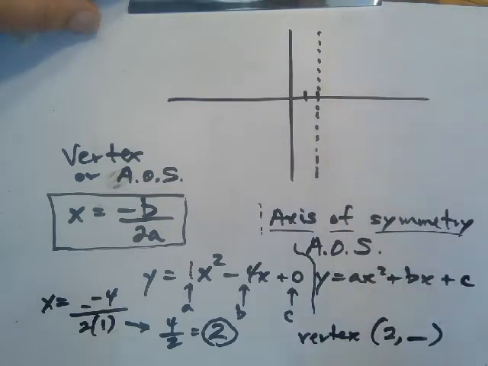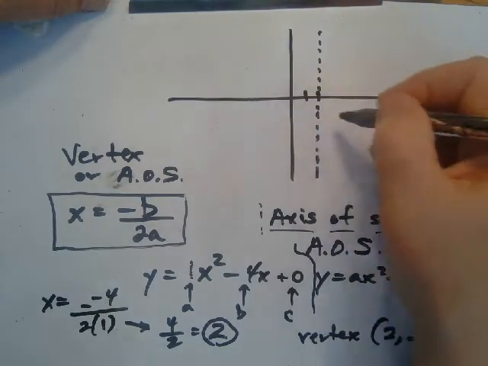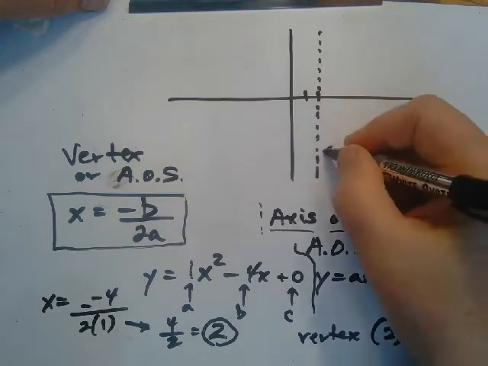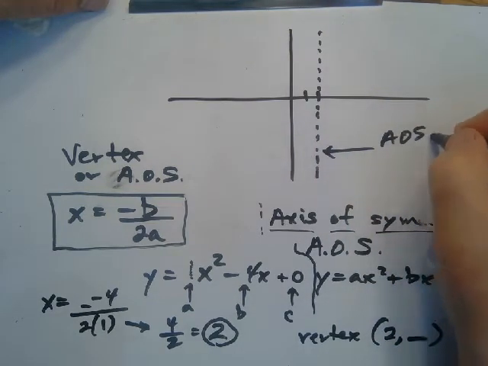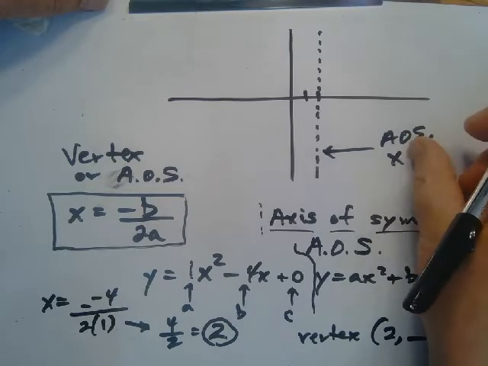And if that's the axis of symmetry, we know that the vertex lies right on that line. So it's at 2, something. This is the axis of symmetry, AOS, and its equation is x equals 2.